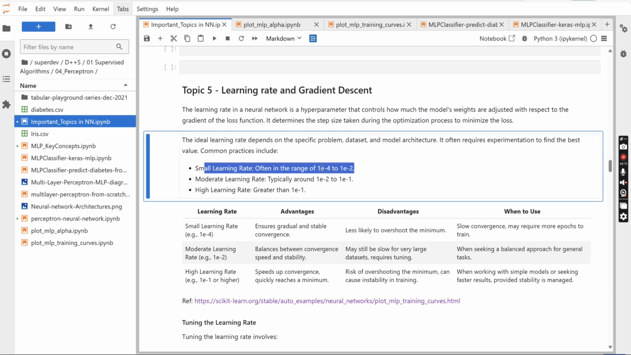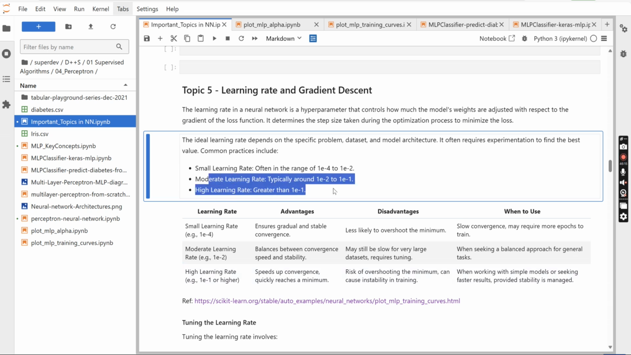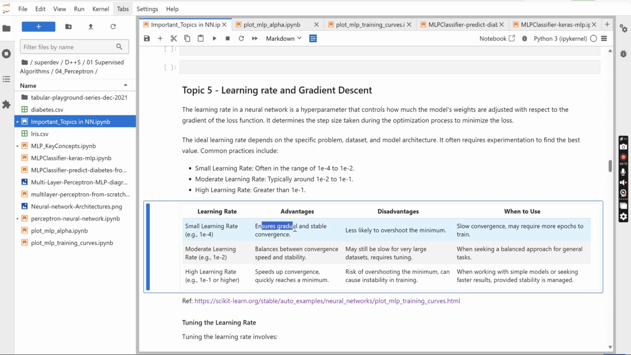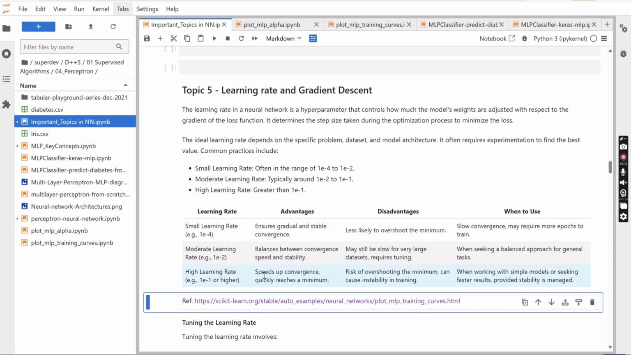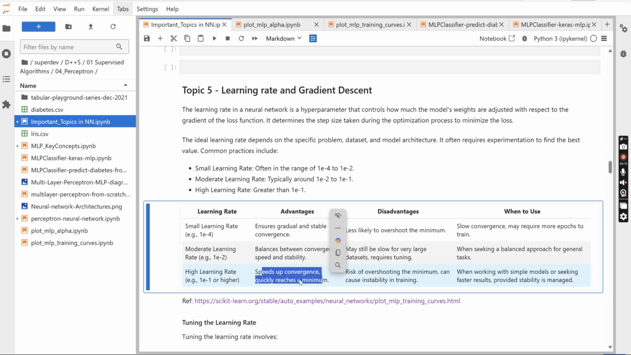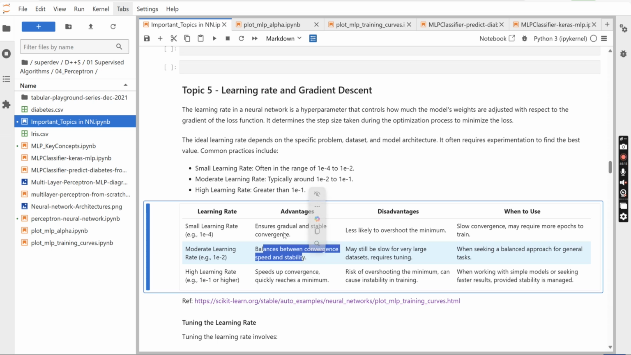So if you have a small value, 1e minus 4 means 4 zeros are there. How do you read this? 1e minus 4 means 0.0001, 3 zeros followed by 1. So that's how you read it. Moderate value is this one, and higher value is greater than this one. If you have a smaller value, it will reach convergence, the point at which you reach the lowest point, very slowly. If you have a very high value, it will speed up the convergence and reach the minimum faster. Moderate means it balances somewhere in between, and this is what we want.